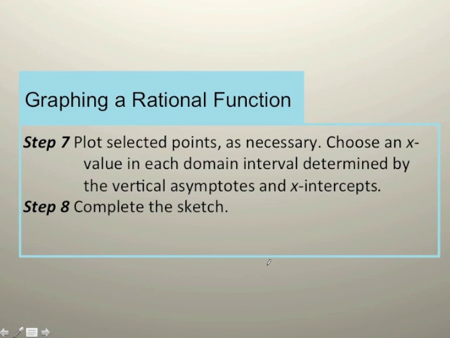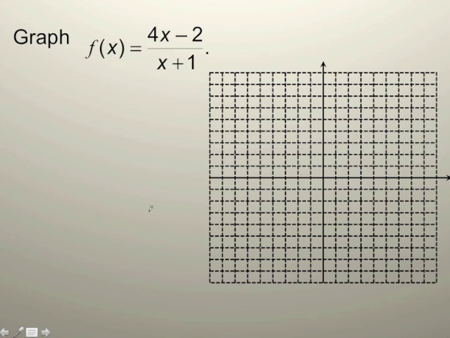Then we need to find selected points as necessary. We're choosing an x value in each domain interval determined by the vertical asymptotes and the x-intercepts. And step 8 is to complete the sketch. So let's actually start doing that with one graph.